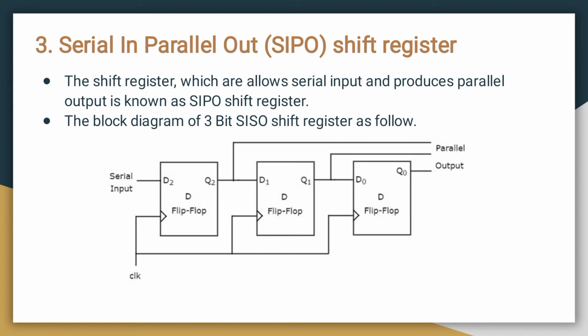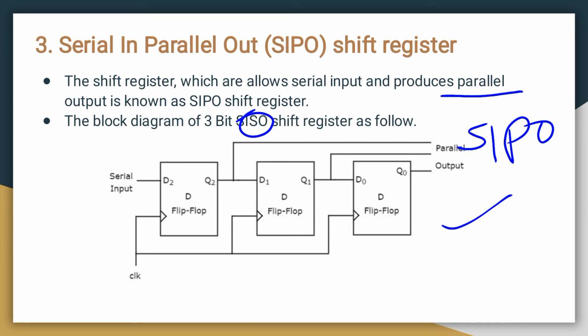The second type of shift register is the serial in, parallel out shift register. So this is the same, but here the output is obtained in a parallel manner. So we wait until all the D flip-flops are in a particular condition, that is set or reset. After that we extract the output of all the flip-flops. So this is the block diagram. 3-bit SISO, nothing but 3-bit SIPO. So this one is SIPO shift register, where we can get the parallel output from the serial input.